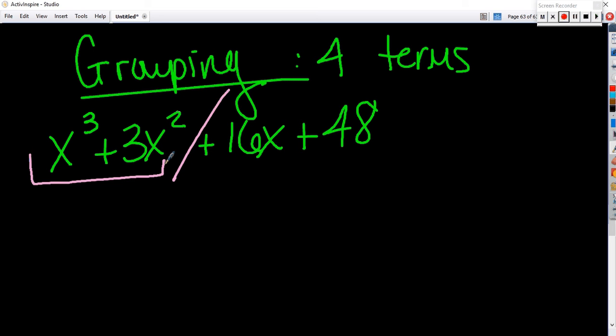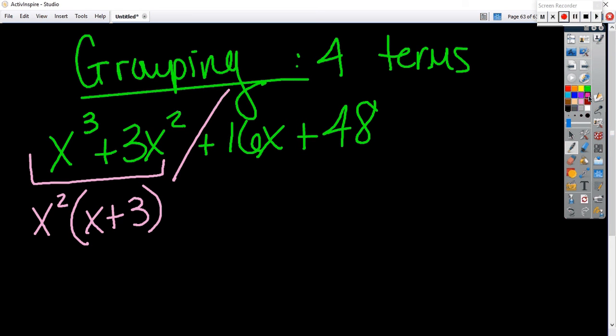X squared, right? If I take x squared out of both of them, what is left? X plus 3. Okay? Are you all with me on that?